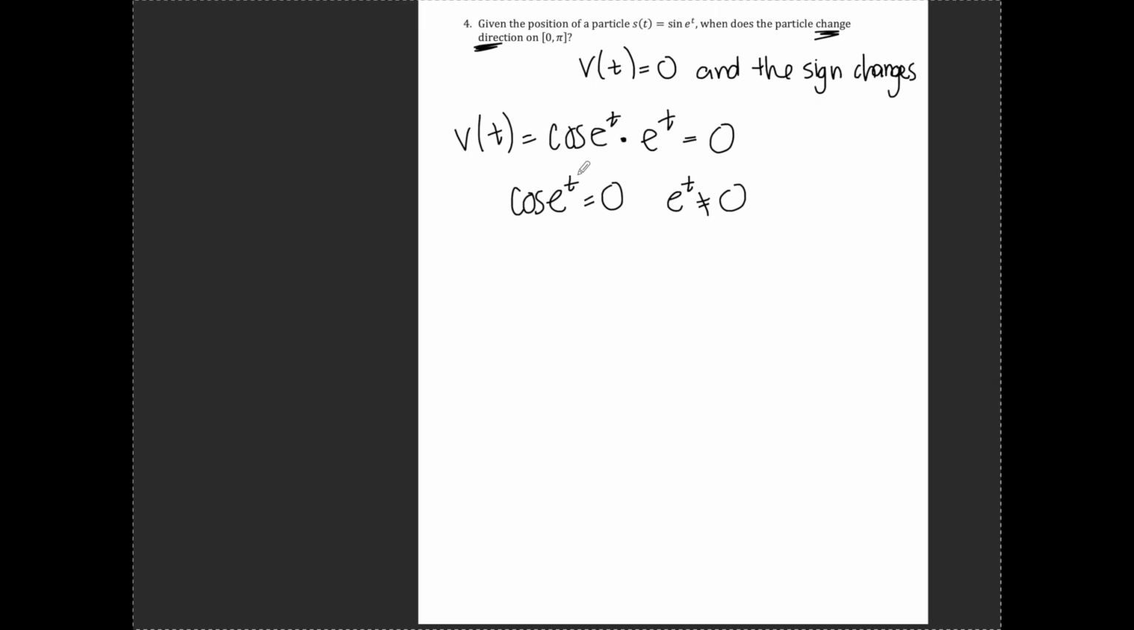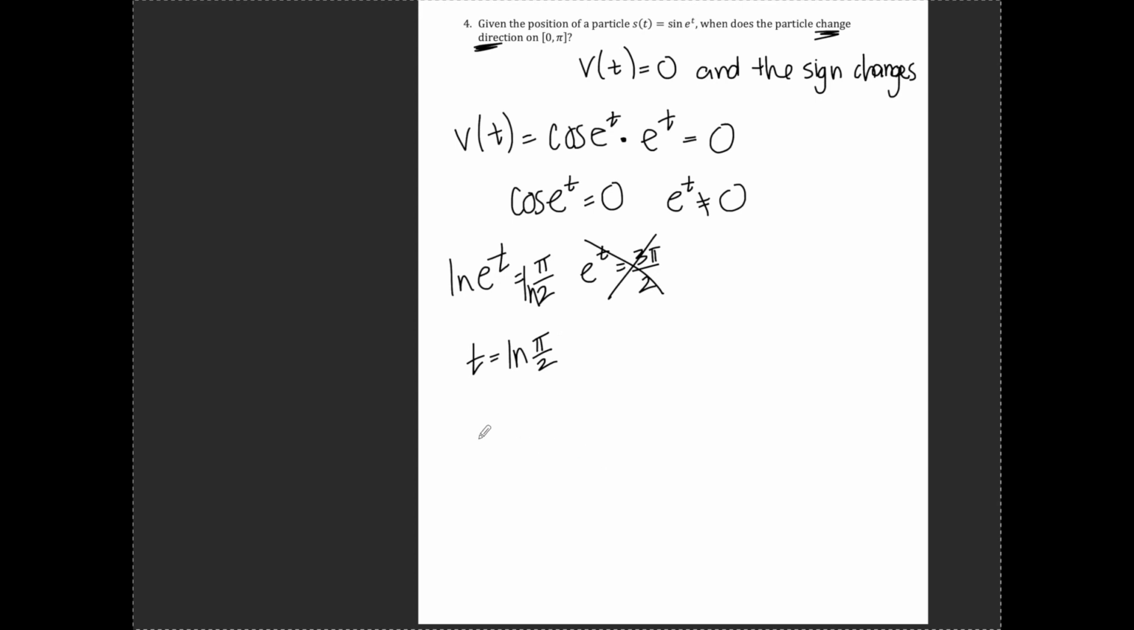I know that cosine is equal to 0 at pi over 2. So I have e to the t equals pi over 2. And I know that cosine is also equal to 0 at 3 pi over 2. So I have e to the t equals 3 pi over 2. Now, looking at what they gave me up here, I'm only looking from 0 to pi, so I actually don't need this answer here. I'm only looking at this one. So to solve for t, I'm going to ln both sides, and I get t equals ln of pi over 2.